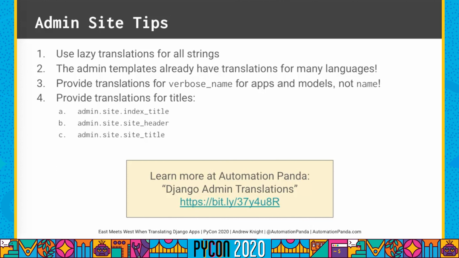Third, when trying to translate fields for apps and models, make sure to provide translations for the verbose name field and not the name field. Trying to translate the name field can cause some unexpected behavior and errors. Fourth, to keep your site looking pristine and clean, make sure to provide translations for titles, such as admin site index title, site header, and site title. If you want to learn more specifically about translating the Django admin, check out my blog post at automationpanda.com. There's a bit.ly link here.